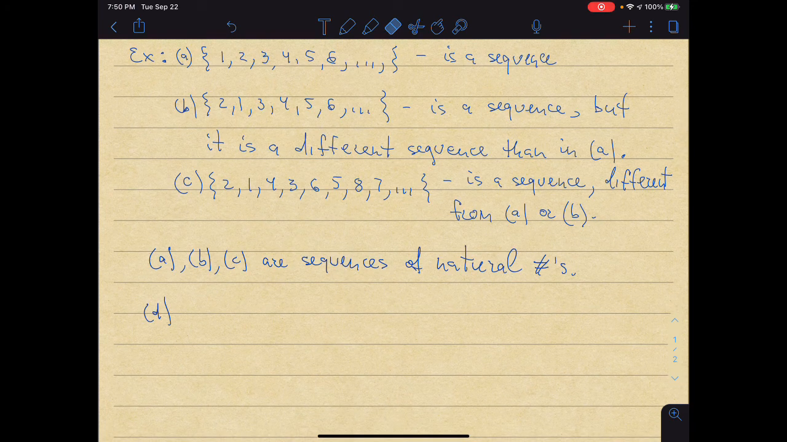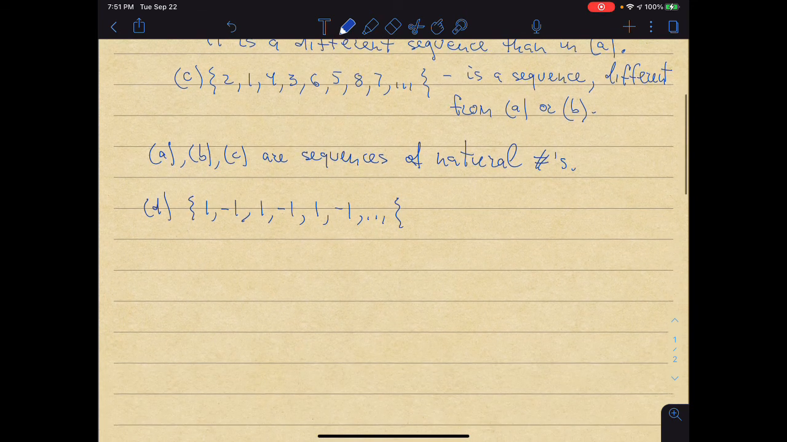So let's say in D, let me define a sequence like this: 1, minus 1, 1, minus 1, 1, minus 1, etc. Once again, in this case, I specified exactly how my sequence is going to look. Always at every odd position, I'm going to have 1. At every even position, I'm going to have minus 1. So in that sense, we specified infinitely many numbers with alternating 1s and minus 1s. So D is also a sequence.